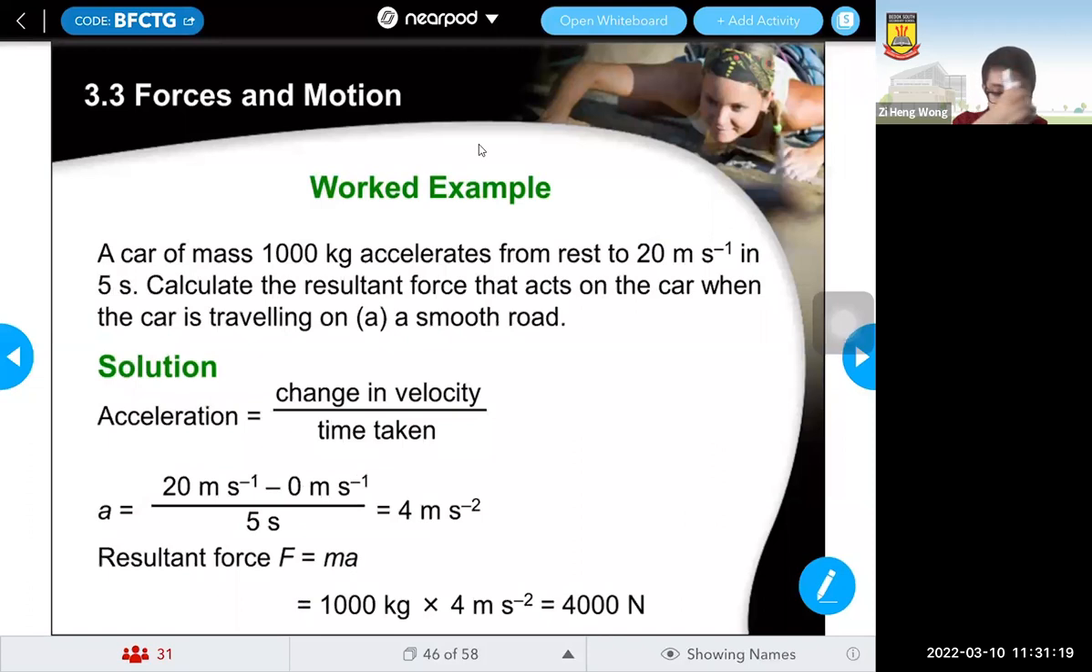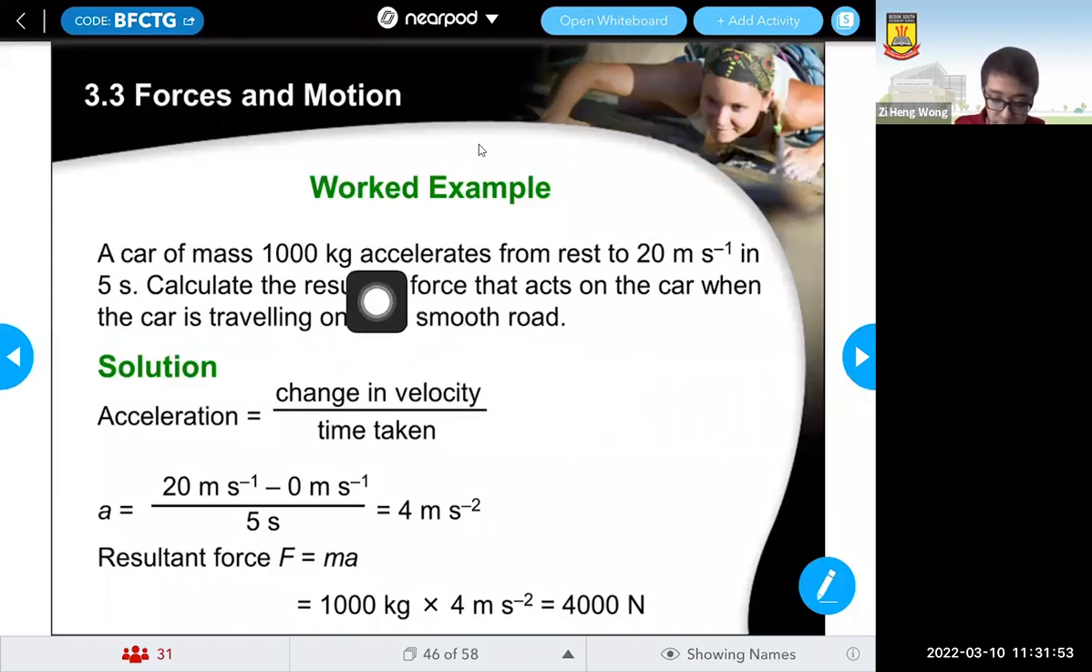Next example, a car of mass 1,000 kg accelerates from rest to 20 meters per second in 5 seconds. So rest means 0 meters per second, in 5 seconds. If you want to find the acceleration, you can find it by taking the change in velocity divided by the time taken. So the final velocity is 20, initial is 0. So 20 minus 0 over 5 seconds, you get 4 meters per second squared. Calculate the resultant force that acts on the car when the car is traveling on the smooth road.